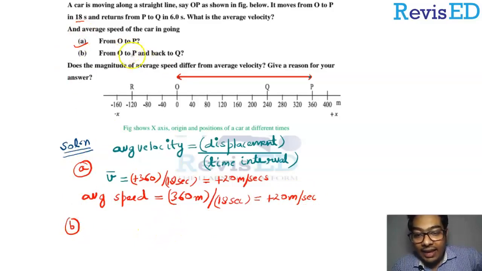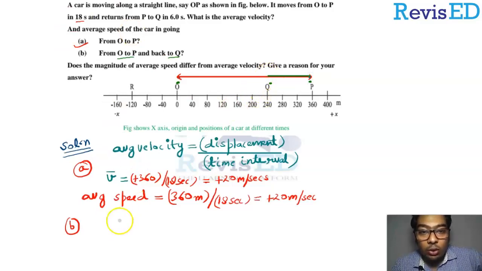And then let us take the second case, from O to P and then back to Q. We have already taken the case O to P. Now what we can do is just add in between from P to Q, right? It is returning. So let me use a green color for this so that it gets highlighted and is easy for us to understand.